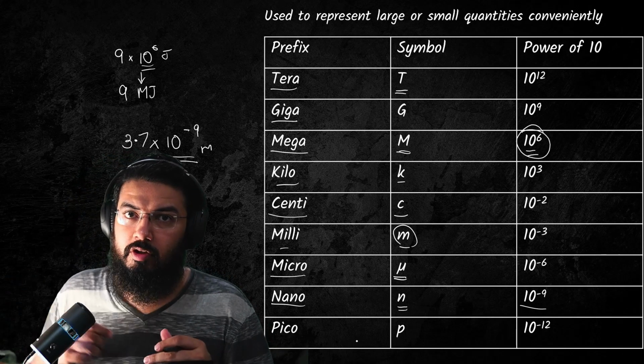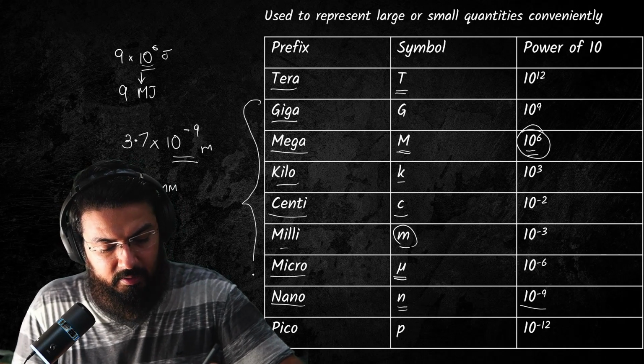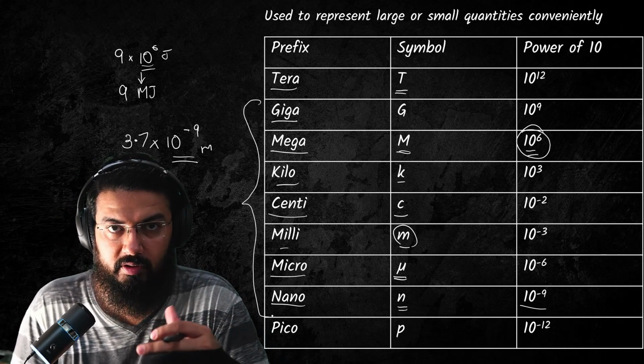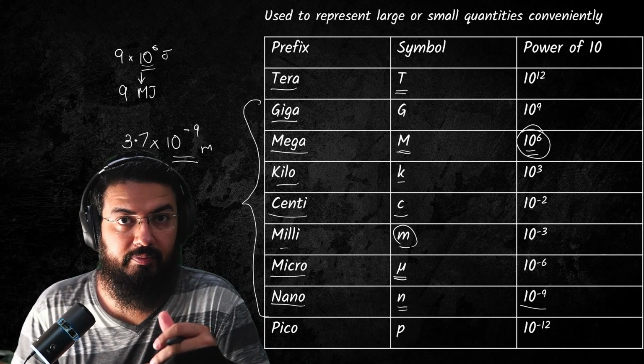Now, if you're in your O levels, just remembering from giga to nano is fine. But if you're in your A levels, then you have to remember all of them. All right. So I hope that made sense to everyone.